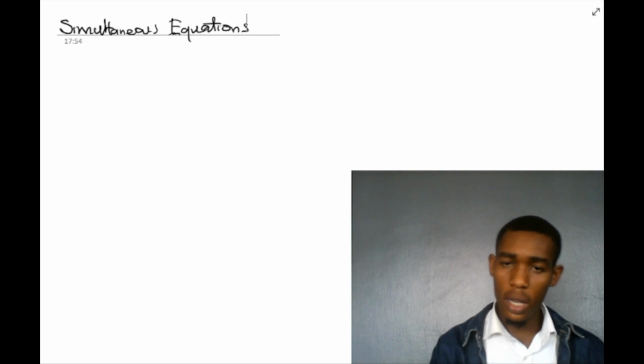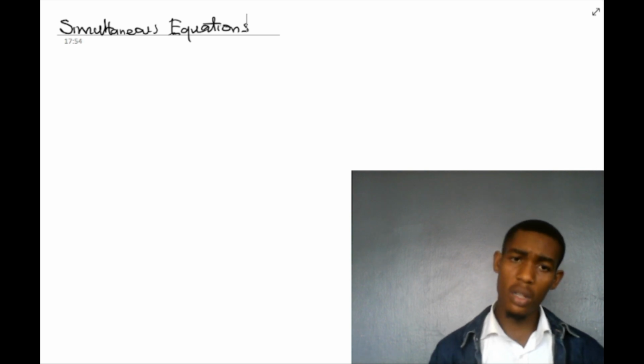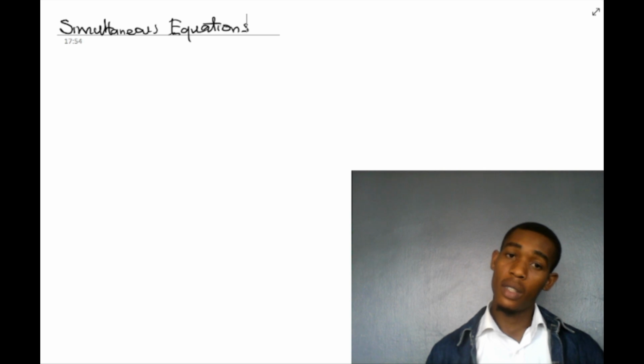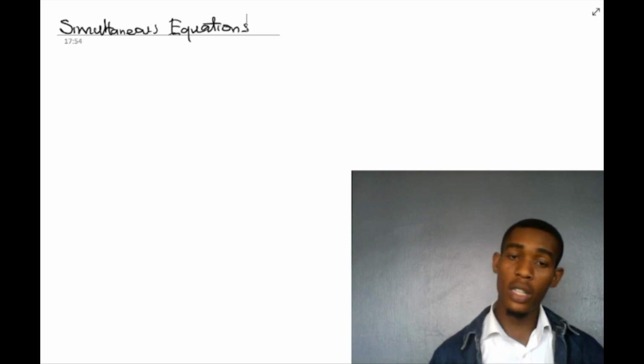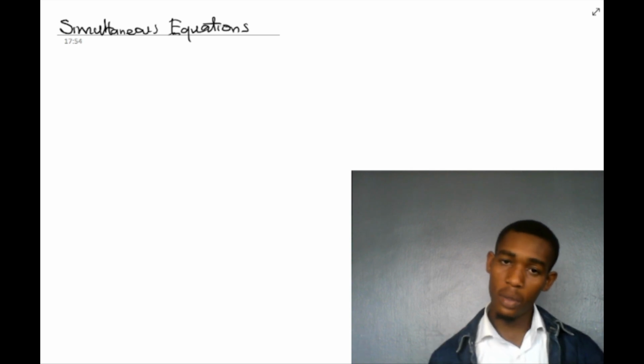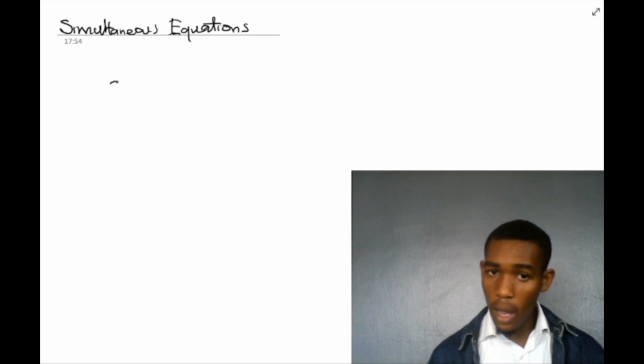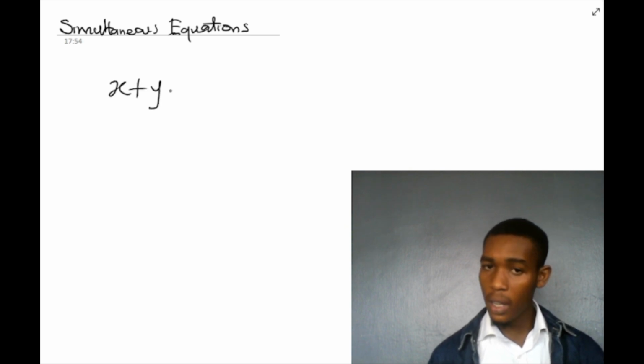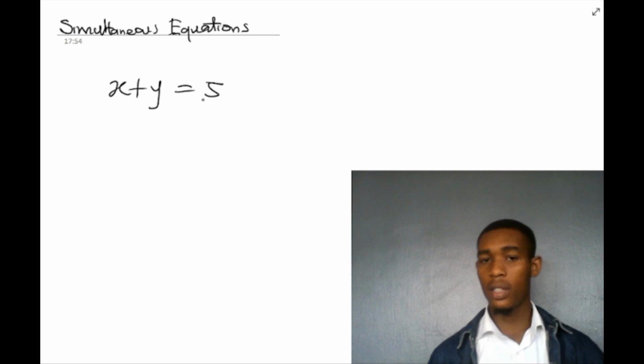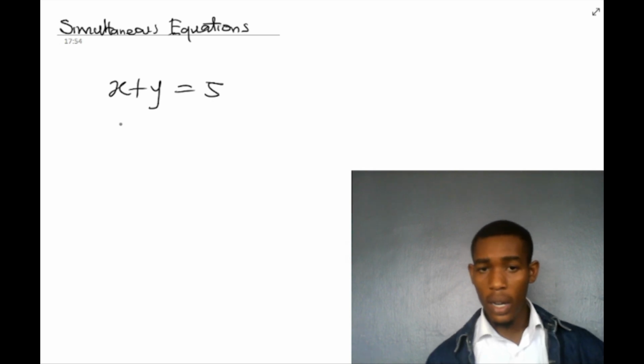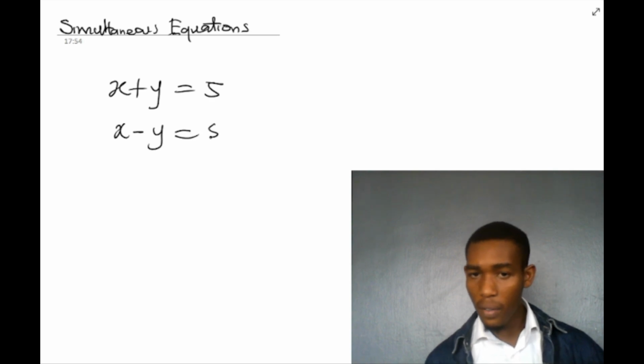In this class, we're learning how to solve simultaneous equations. So basically, what are simultaneous equations? Simultaneous equations are two linear equations that we solve concurrently. So I have a linear equation, say x plus y equal to 5. This is a linear equation, and then I have another linear equation, say x minus y equal to 5.